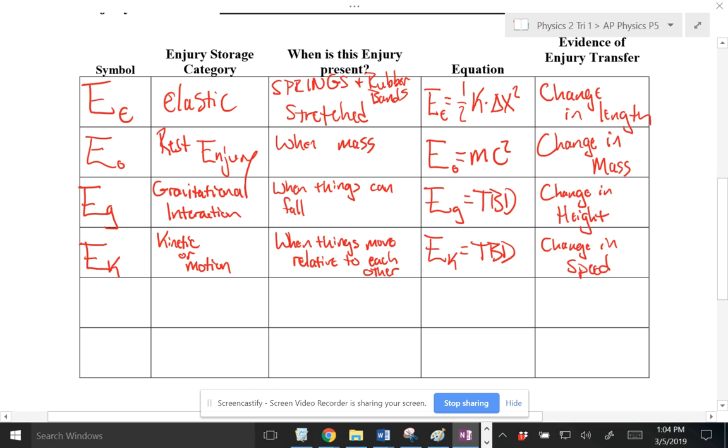So they're moving. When they smash, what happens to their motion? Yeah, they're not moving. So that's a change in motion or a change in speed. That's a sign of energy transfer. Where did it go? Ooh, burnt the paper. Okay.